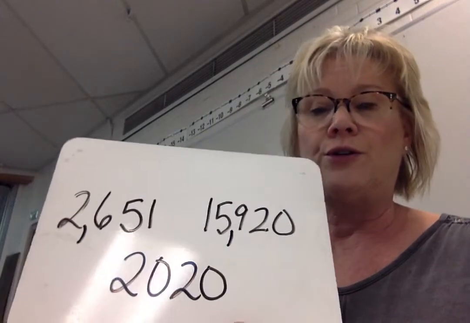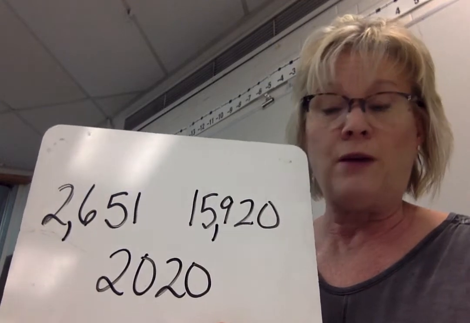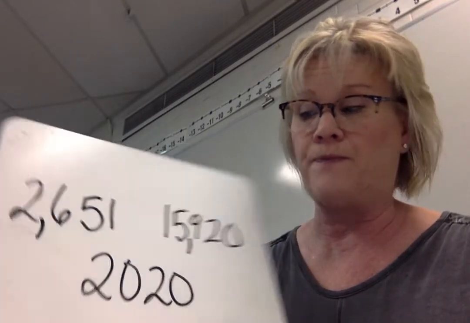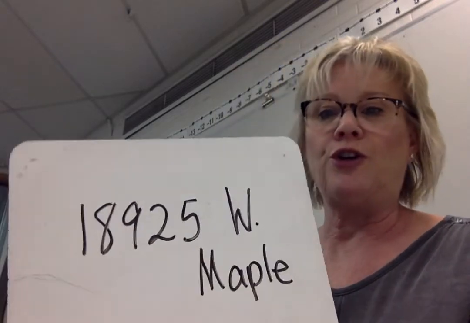For example, if we're writing this year, 2020, we do not use a comma. If your address would be, for example, 18925 West Maple, you would not use a comma.